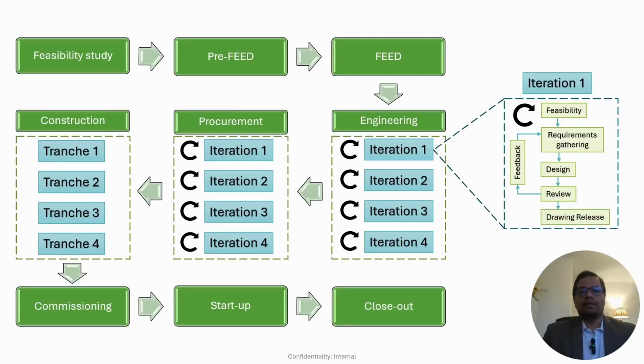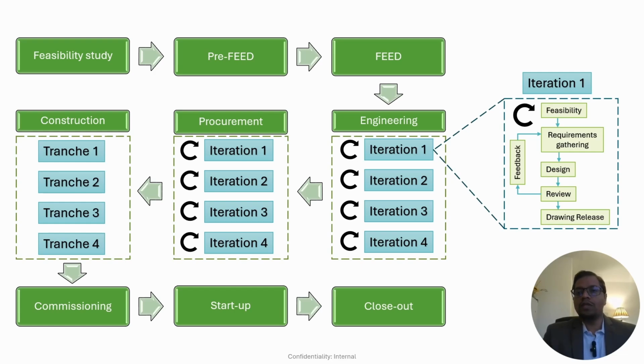We are looking at one example of the hybrid project management approach used in a construction project. This is one of the proposals that I had prepared while I was studying one of the projects in construction. My proposal was that while the waterfall approach follows a linear approach of feasibility study followed by pre-FEED, FEED, engineering, procurement, construction, commissioning, startup and close out of the project, we could have multiple iterations within each phase of the project.